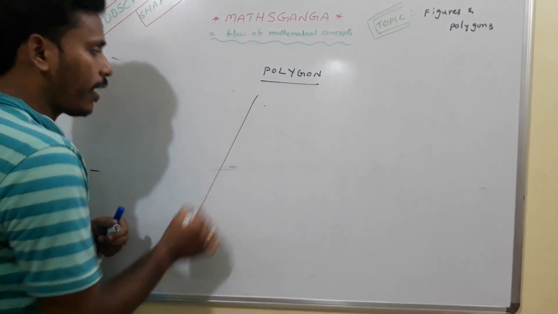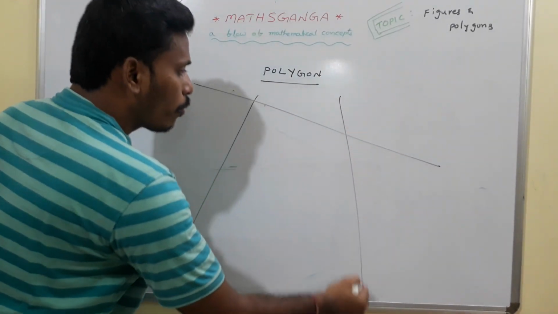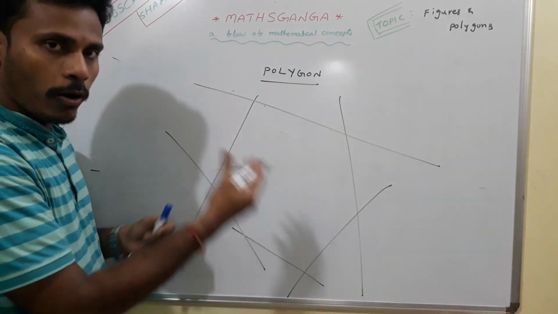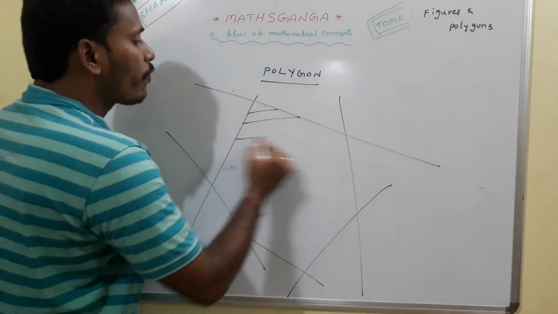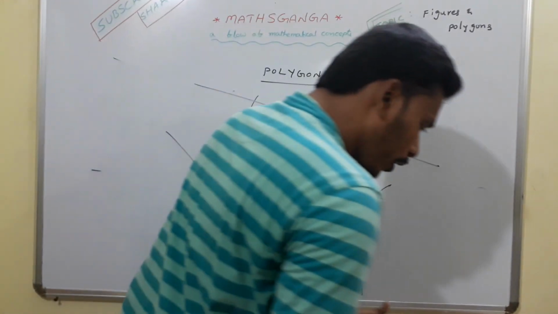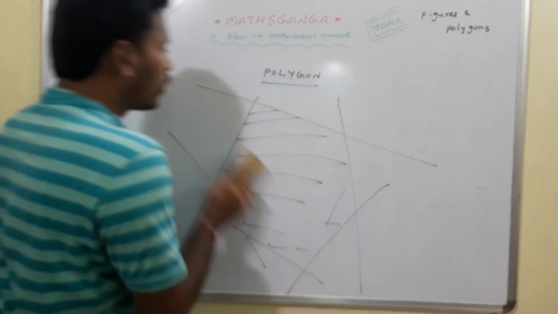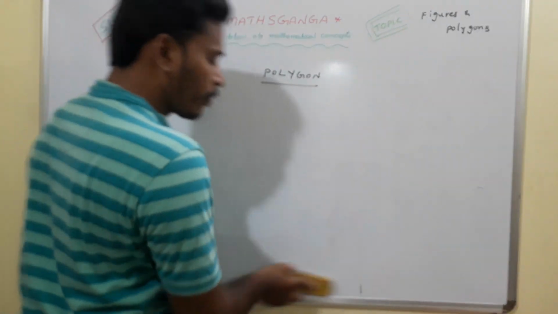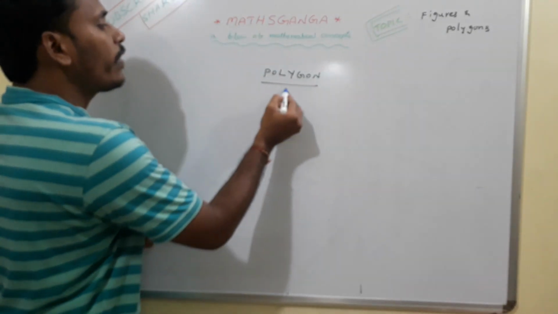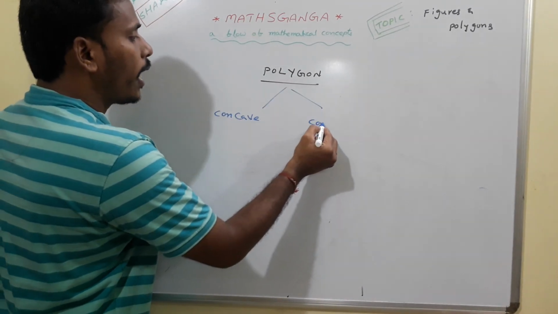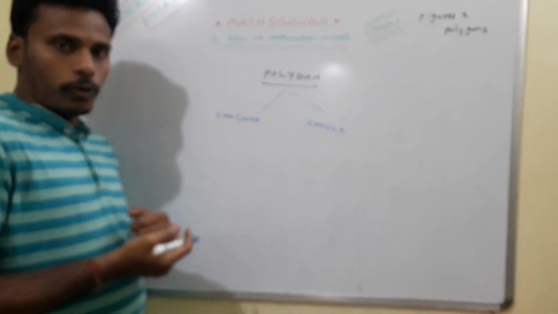For example, this is one line. This is another line. Take one more line, another line, another line. Like this, if you form it, the bounded region formed by all these n lines will form a polygon of n sides, right? So among these polygons, we have different types basically. We have two types. One type of polygon is the concave polygon, and the other is the convex polygon.